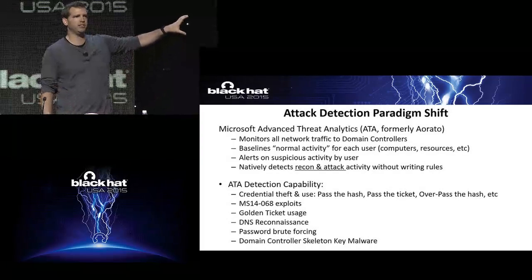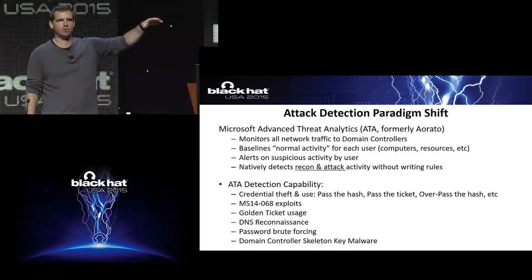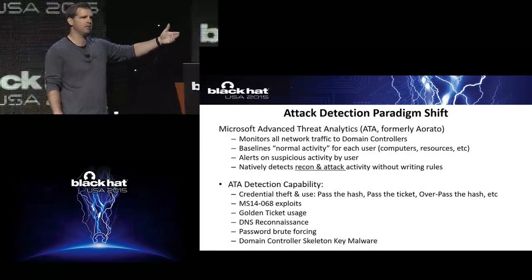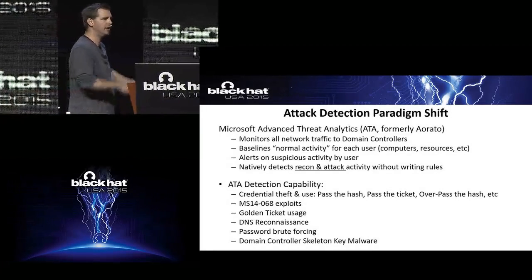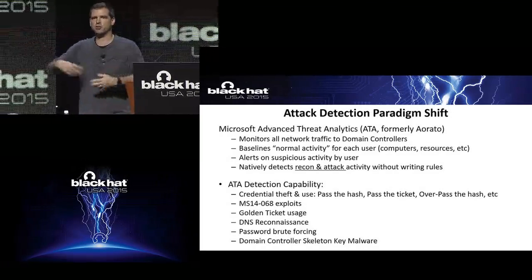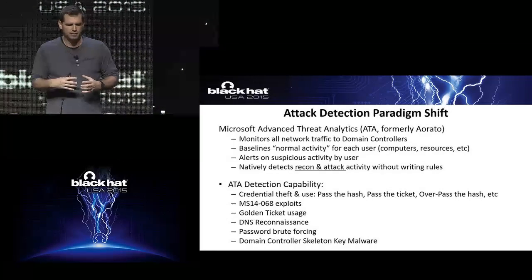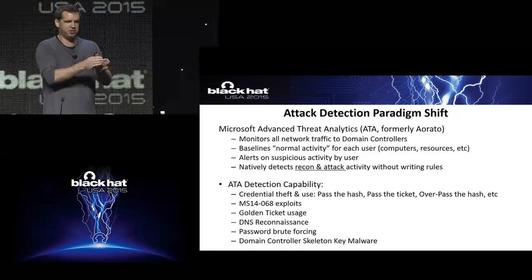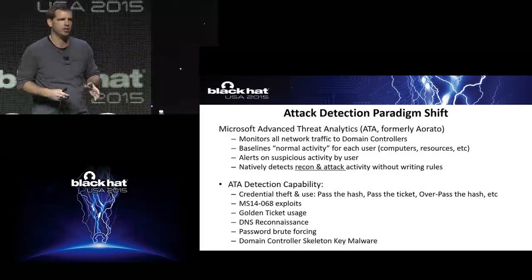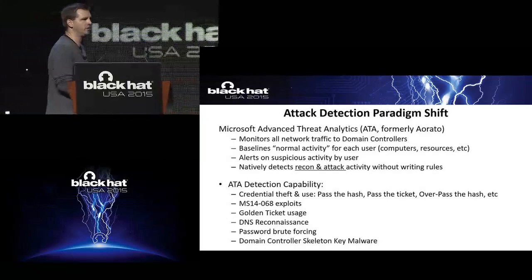ATA works with an ATA sensor called the gateway that taps into a network switch or switches that fronts your domain controllers. And it watches the authentication traffic between the domain controllers and the clients. It takes that interesting traffic and sends it over to the ATA center, which then crunches those numbers and figures out that this specific user logs on to this computer or these computers and these resources. And it builds a user behavior profile for every individual user in the environment.